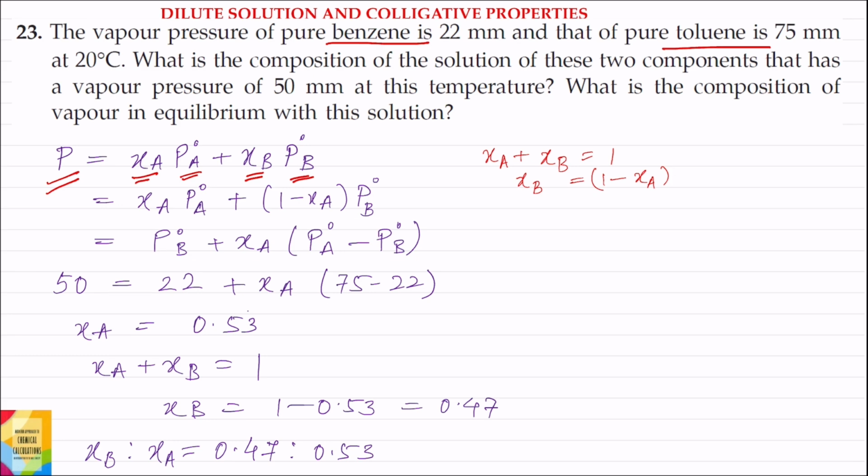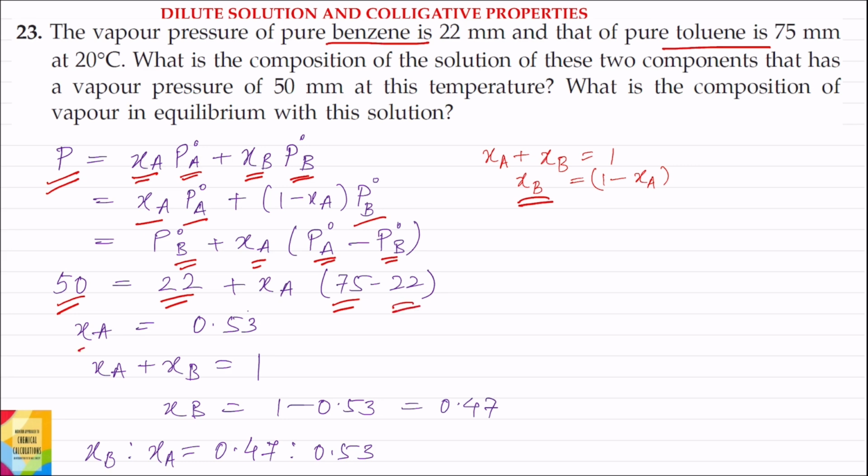So putting the value of mole fraction of benzene in the formula, we get XA into P naught A plus 1 minus XA into P naught B. Rearranging, we get P naught B plus XA into P naught A minus P naught B. Now putting the values, vapor pressure of the solution given in the question as 50 millimeter is equal to vapor pressure of pure benzene, that is 22 millimeter, plus XA, which we have to find out, into in brackets P naught A, which is the vapor pressure of pure toluene given as 75 millimeter, minus vapor pressure of pure benzene, that is 22 millimeter.